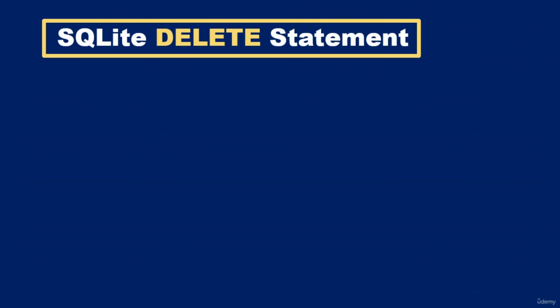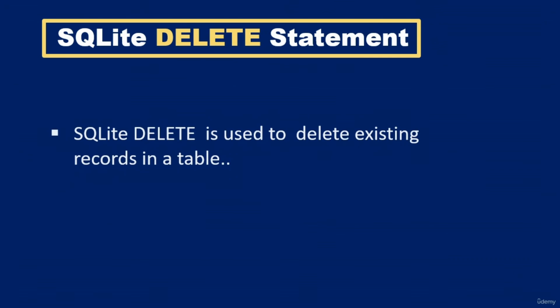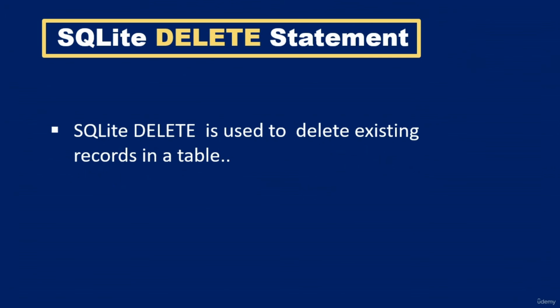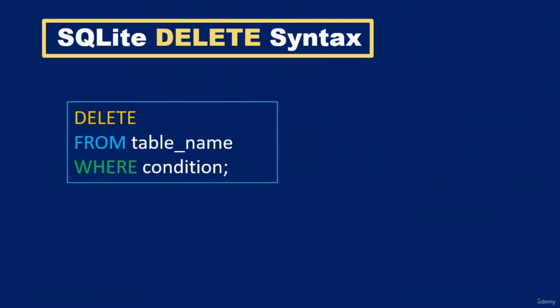In this video, you'll learn how to use the SQLite delete statement to delete existing records in a database table. So the SQLite delete statement is basically used to delete existing records in a table. So this is what the syntax would look like to delete records from the table.